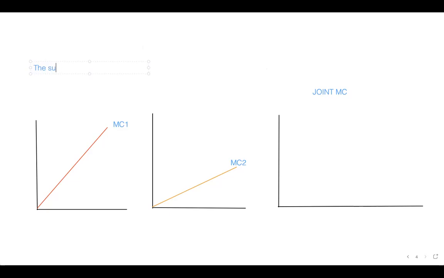But the supply curve of the firm, so of one firm, is its marginal cost. Okay, so here I could say, well, this is the marginal cost for firm one, but this is also the firm one supply curve. This is the marginal cost for firm two, and this is the firm two supply curve.